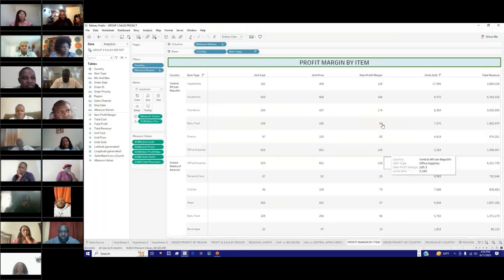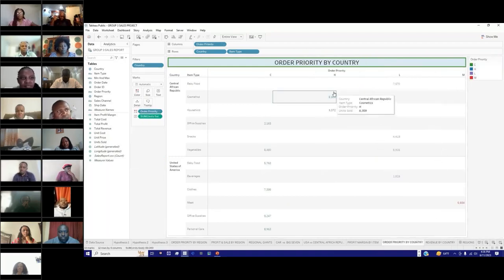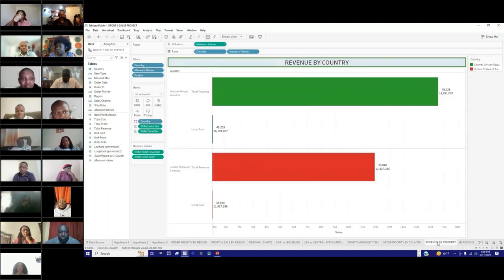So here Central Africa was doing good with the vegetables, and then households, cosmetics. United States has clothes, beverages, and then they were both selling baby food. This is just a table trying to find their profit margins per unit that they sold. Same to this priority used. That's order priority used. And then this is revenue by country.